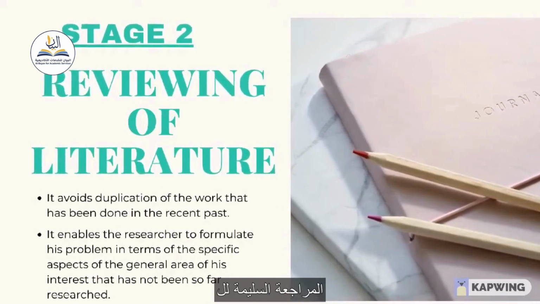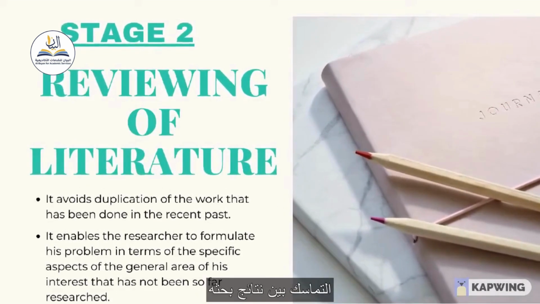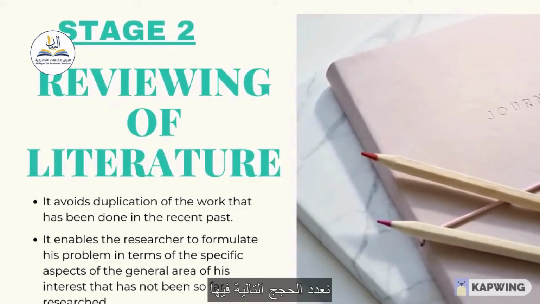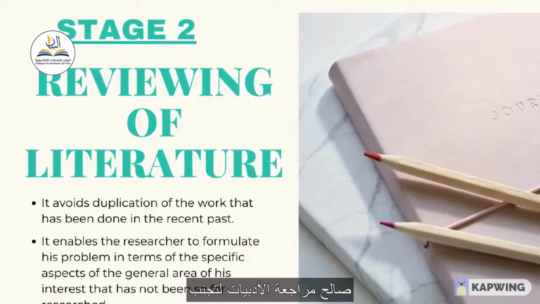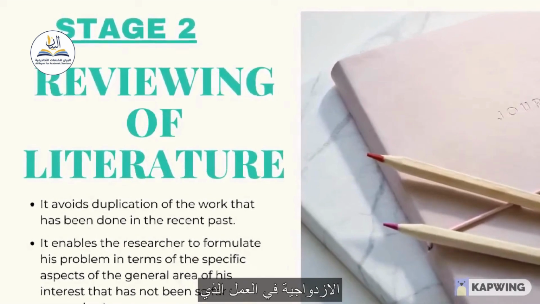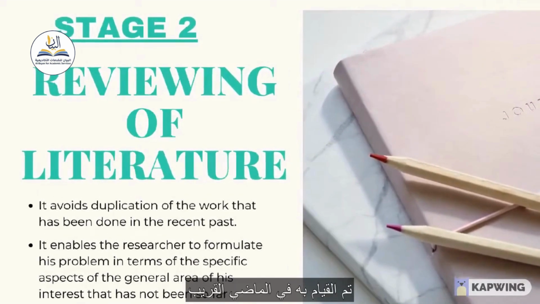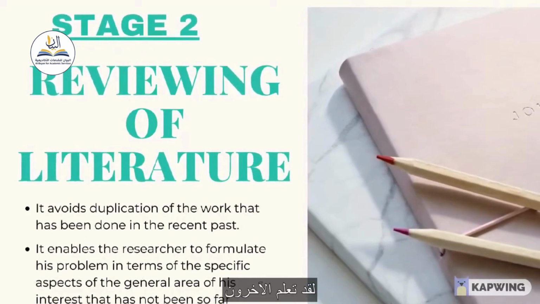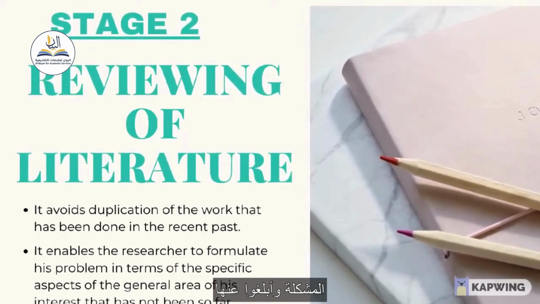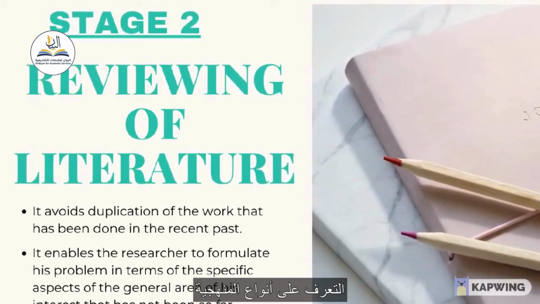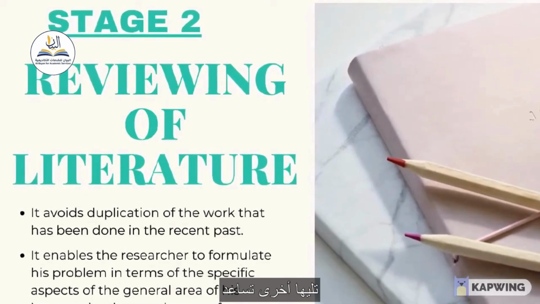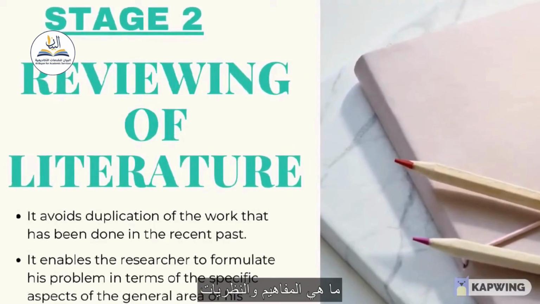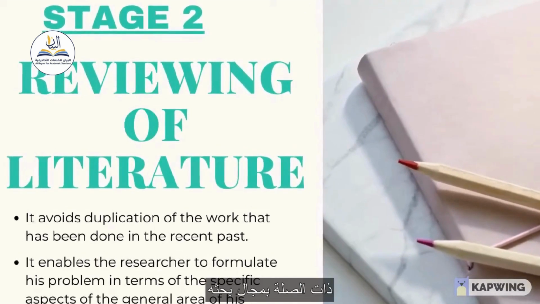Through a proper review of the literature, the researcher may develop the coherence between the results of his study and those of the others. We enumerate the following arguments in favor of reviewing the literature. It avoids duplication of the work that has been done in the recent past. It helps the researcher to find out what others have learned and reported on the problem. It helps the researcher to become familiar with the types of methodology followed by others. It helps the researcher to understand what concepts and theories are relevant to his area of investigation.